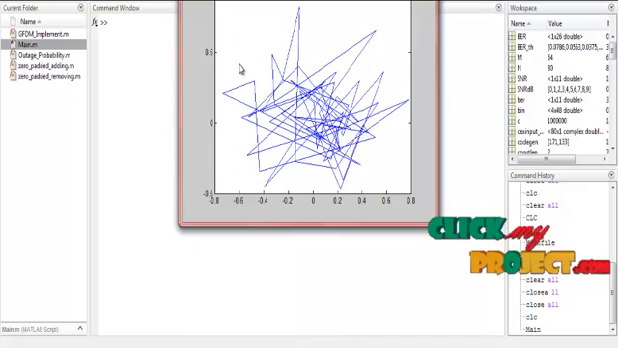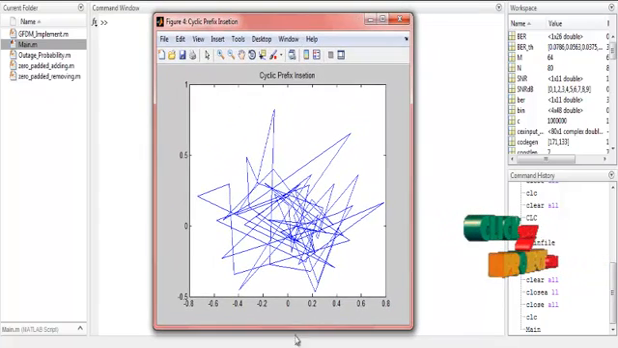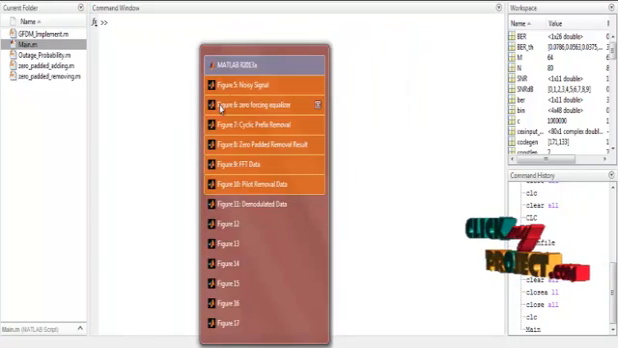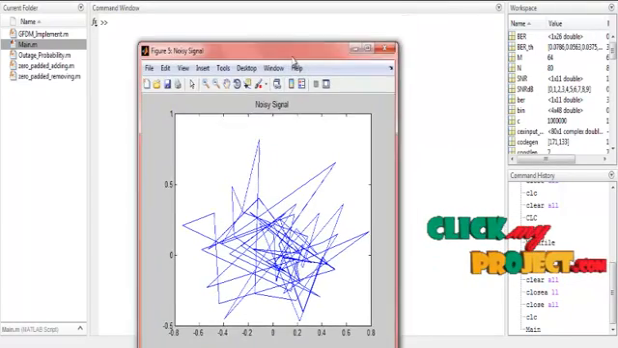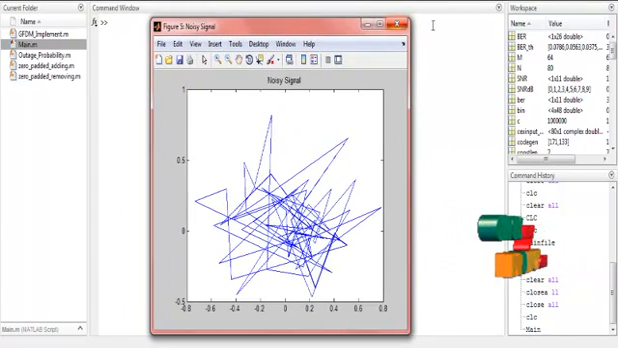And then the next figure is the cyclic prefix. That is the CP insertion of the process. These are all the inbuilt functions. Then noising by using the AWGN channel and also a Rayleigh fading channel.